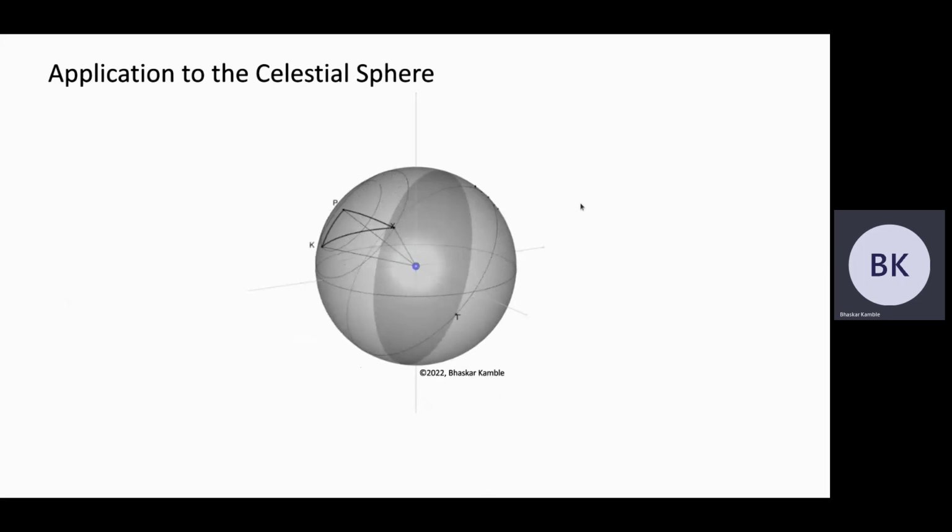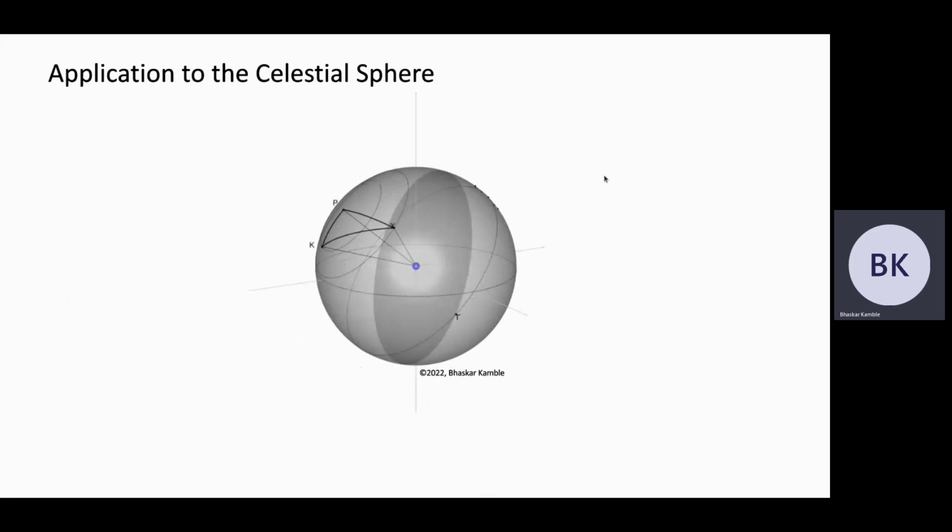Now, let us consider the points P, K, and X. P is the celestial pole, K is the ecliptic pole, and X is the arbitrary object, the object of interest for us. Now let's consider the spherical triangle PKX.